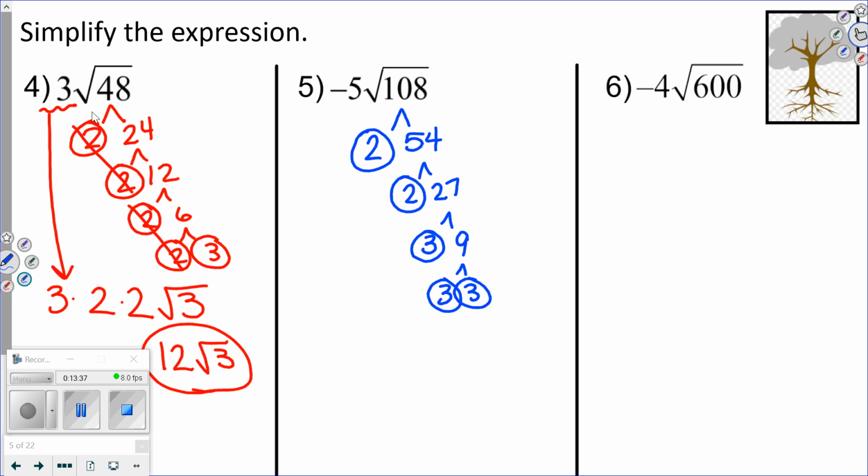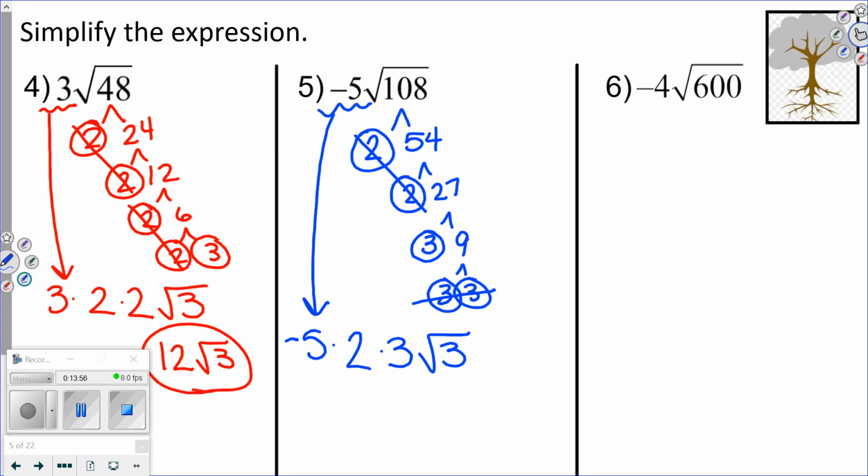All right, so looking for pairs. What do we got? Got a pair of 2s. We got a pair of 3s. Leftovers in the fridge. What do I do with the negative 5 out front? He's coming down, right? We're meeting with them. So what do I do with the negative 5, the 2, and the 3? Multiply them, and what do we get? Negative 30, and then radical 3. Nice. Why don't you guys try number 6 on your own?